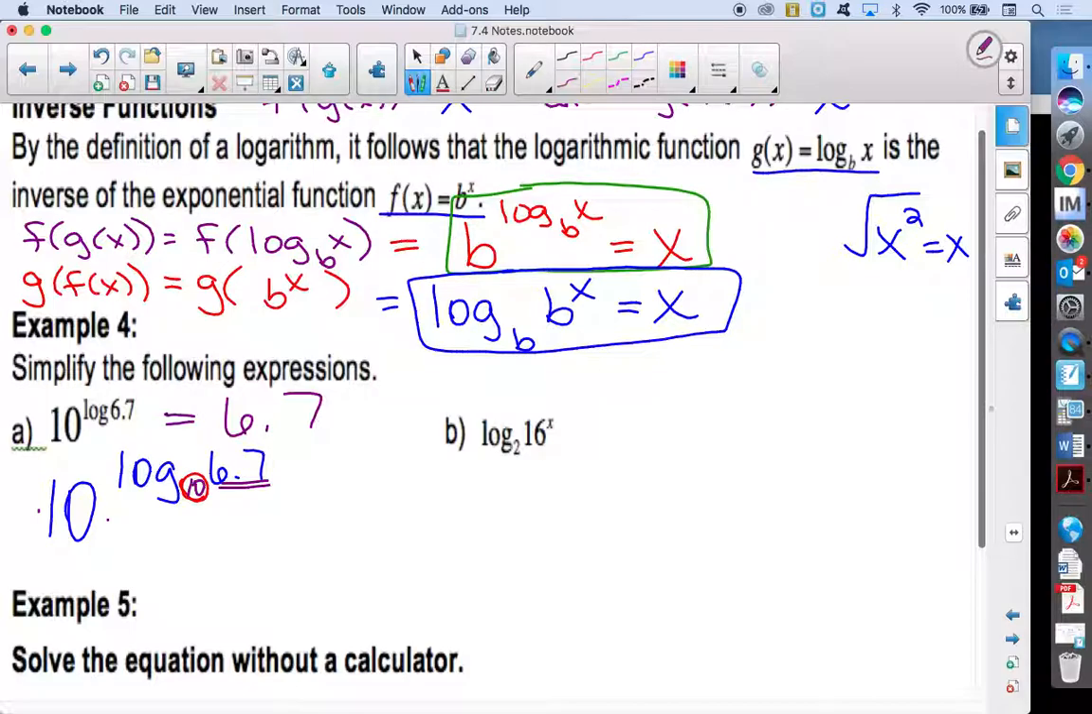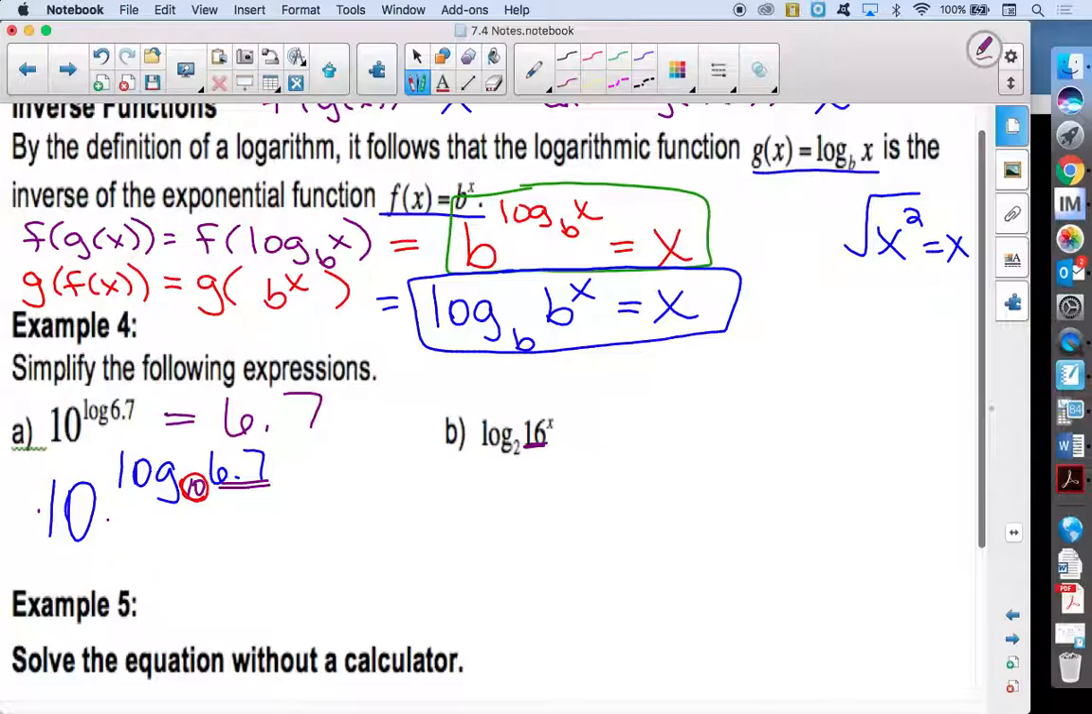The second one starts in log form, so that's going to kind of be like this down here. It starts out as a log. We have log base 2 of 16 to the x. So right here we have log base b of b to the x. So the number 2 and the number 16 are supposed to match up in order for this property to work. But they don't. One's a 2 and one's a 16. They're different. So we need to try and make it work for us.